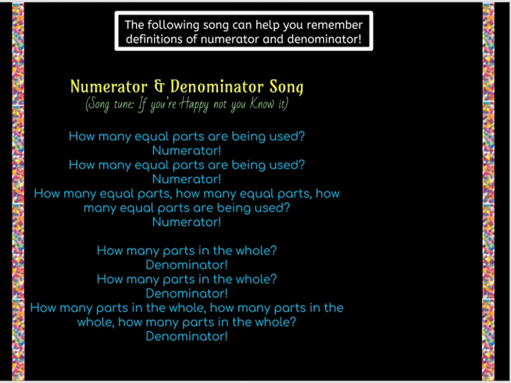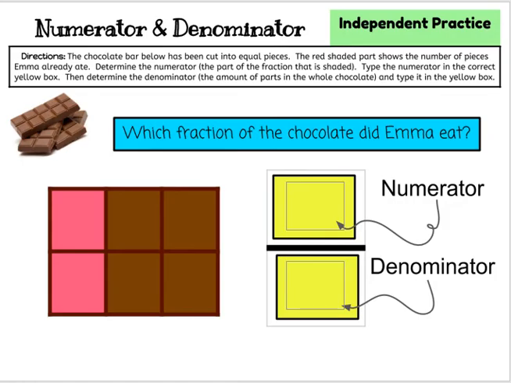Denominator. So, as I said, just a cute little song to help you remember where your numerator is and your denominator. So, thinking about numerators and denominators, the chocolate bar below has been cut into equal pieces. The red shaded part shows the number of pieces that Emma already ate. So, if you look, your numerator is the parts that she ate, which is 2. Your denominator is how many pieces in all, which is 6.